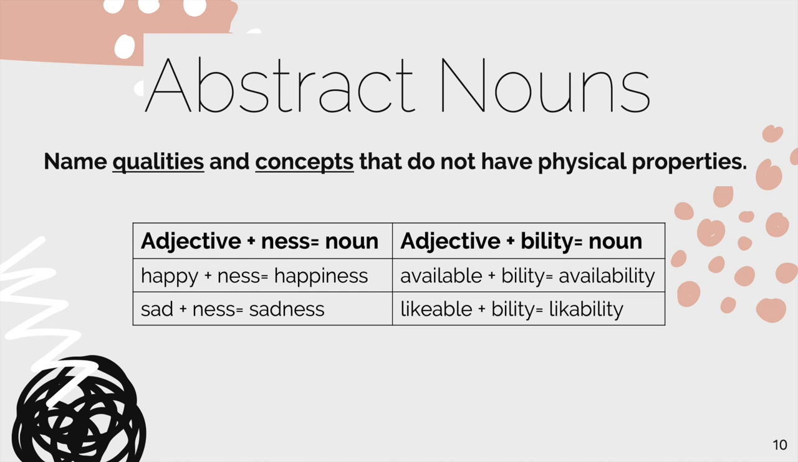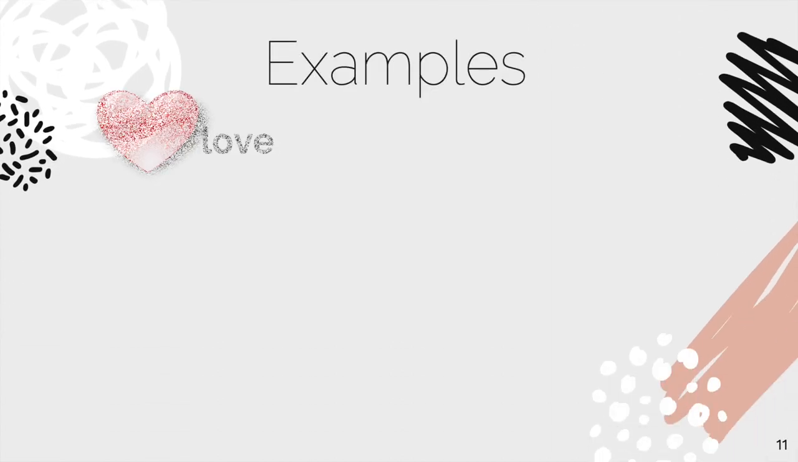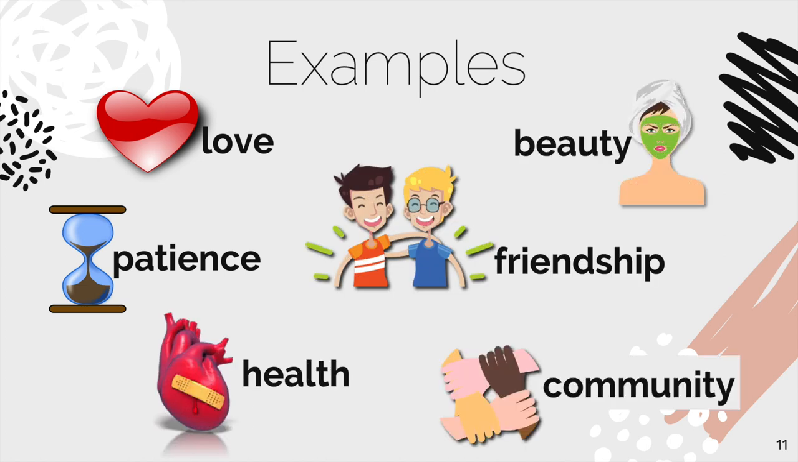Then another abstract noun could be adjective plus ability. So for example, available, that's an adjective. And then if I add ability, availability, that's an abstract noun. Or likable plus ability, likability, that's an abstract noun. Naturally, there are others that don't follow this rule, like religion, union, pleasure, crime, life, poverty, and other examples could be love, patience, health, friendship, beauty, and community.